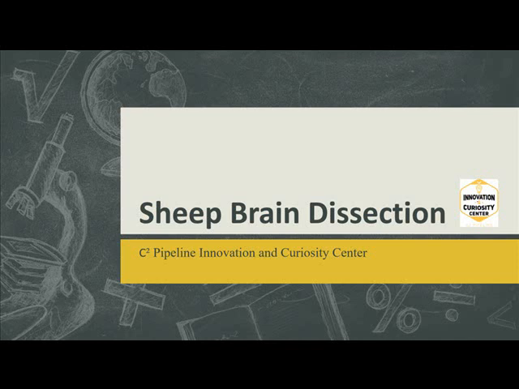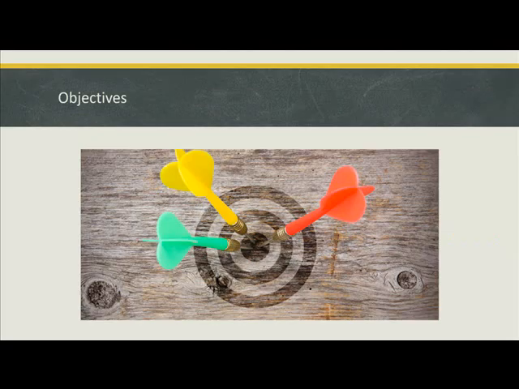Welcome to the C2 Pipeline Innovation and Curiosity Center Sheep Brain Dissection Lab. After completing this lab, you should be able to do the following: understand the locations of various parts of the brain, understand the planes of orientation, understand vocabulary relating to the brain, and safely dissect a sheep's brain.